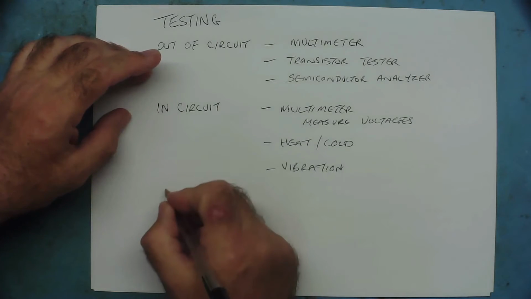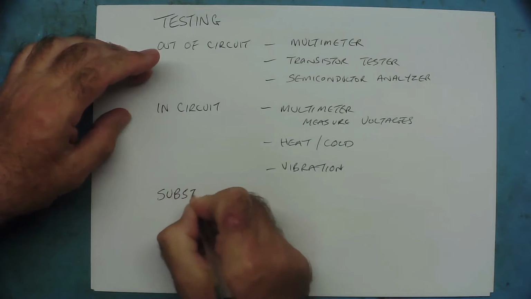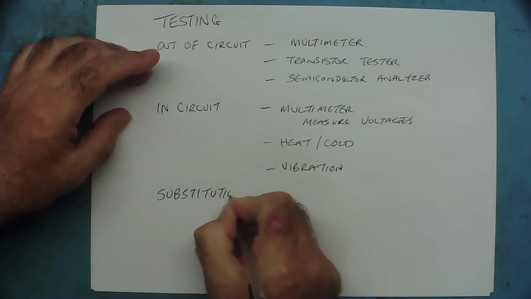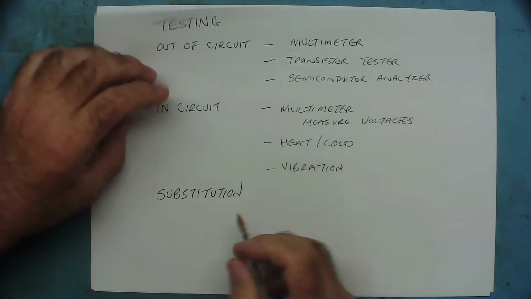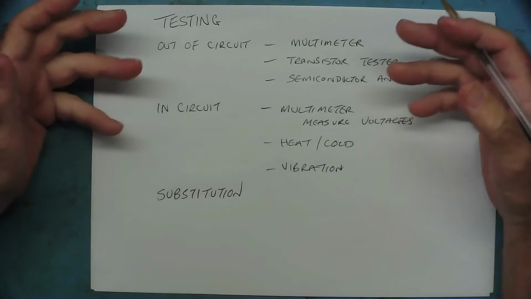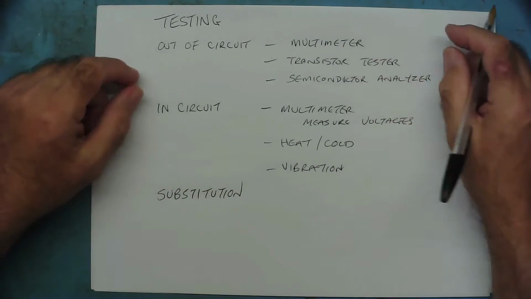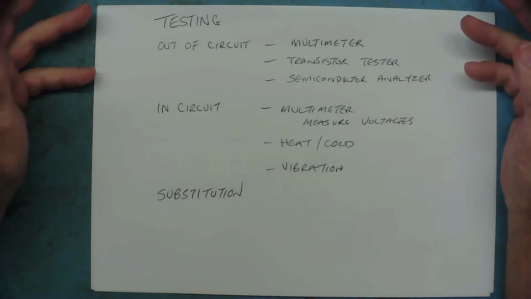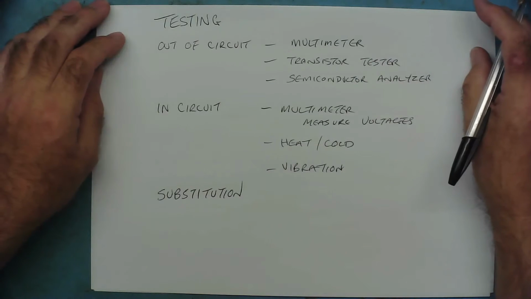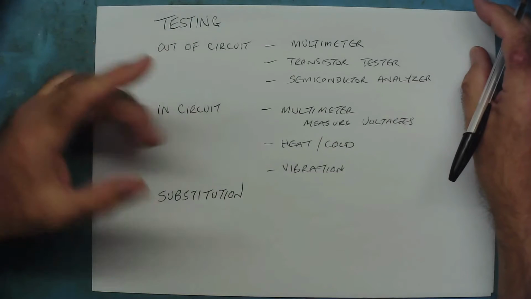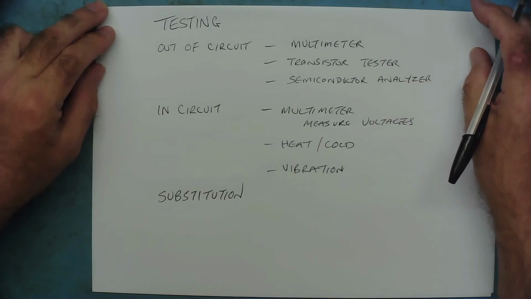The other way to test a transistor is substitution. So you think you've got a suspect transistor, put another one in of the same type or an equivalent type. Put another one in, substitute it, swap it, see if the fault goes away or not. So that's really the ways of testing transistors both in circuit and out of circuit.